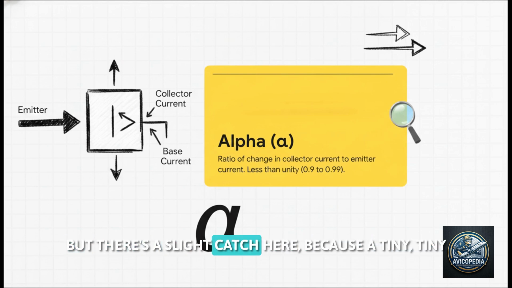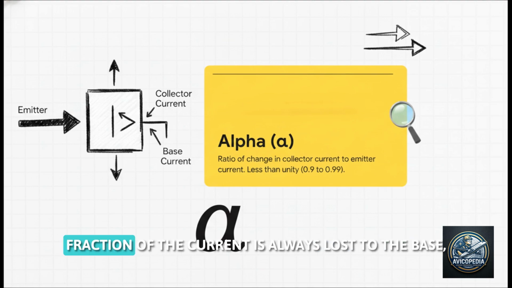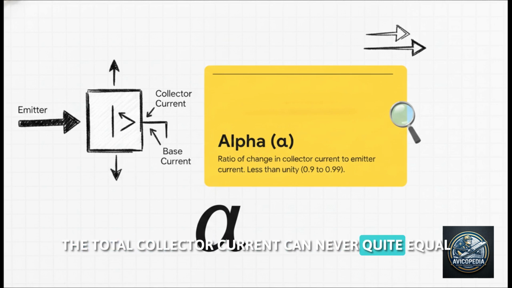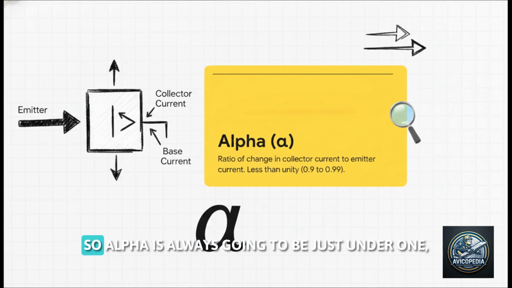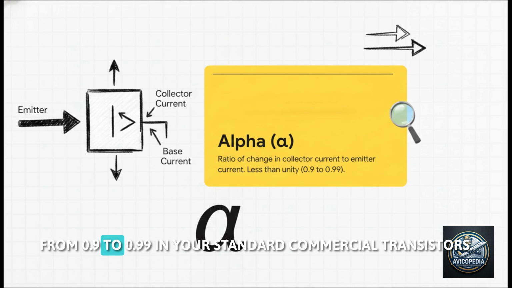But there's a slight catch here. Because a tiny fraction of the current is always lost to the base, the total collector current can never quite equal the emitter current. So alpha is always going to be just under 1, typically ranging from 0.9 to 0.99 in your standard commercial transistors.